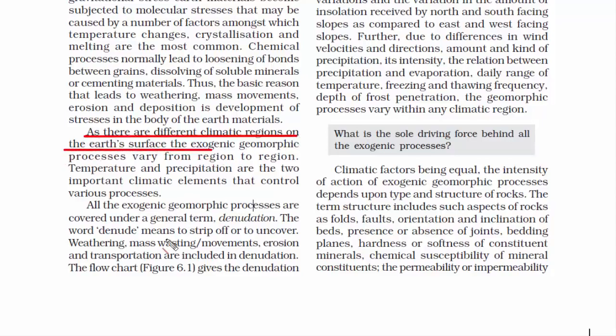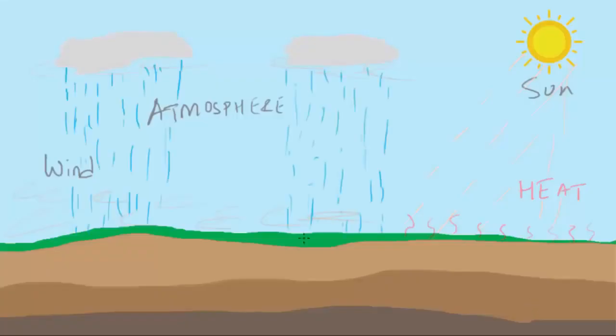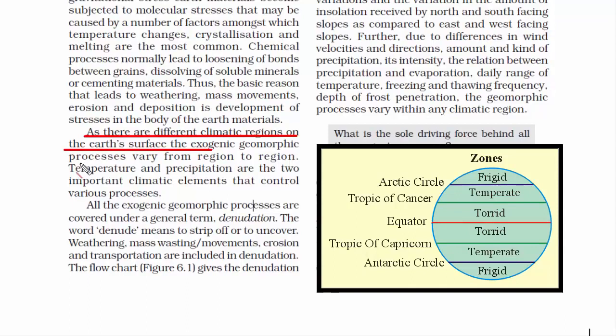So if you see, exogenic processes are largely dependent on temperature and precipitation. And these two are directly dependent on climate. And climate changes from place to place based on latitude. As we move away from the equator, climate turns from warm to cold. And because of that, we see various direct and indirect changes.